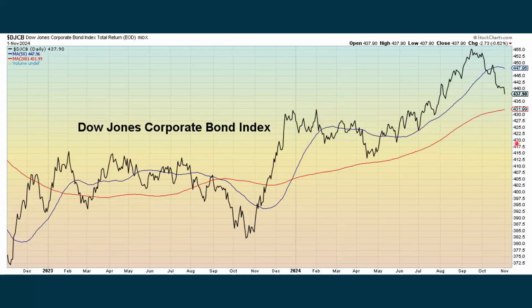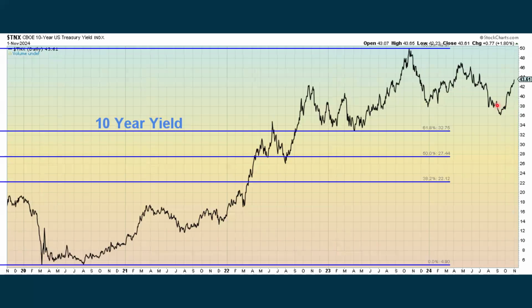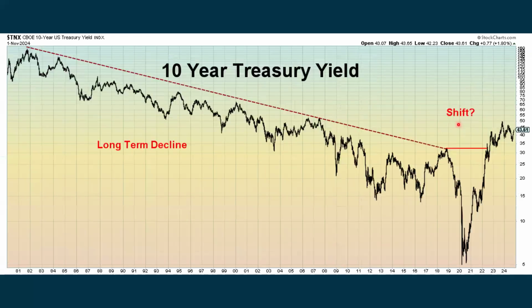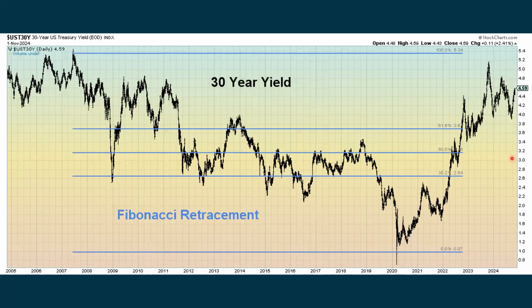The Dow Jones Corporate Bond Index is also in an uptrend, but seeing some recent weakness. Then I have some fib retracement levels here on the 10-year yield, but we're not really close to those levels right now. This is a long-term chart of the 10-year yield, where for a long time we were seeing a series of lower highs and lower lows as interest rates were going down. Now we're possibly shifting back to a higher interest rate environment, and that's what we've been seeing going back into 2022. Some other fib retracement levels with the 30-year yield, but we're not really close to those lines.